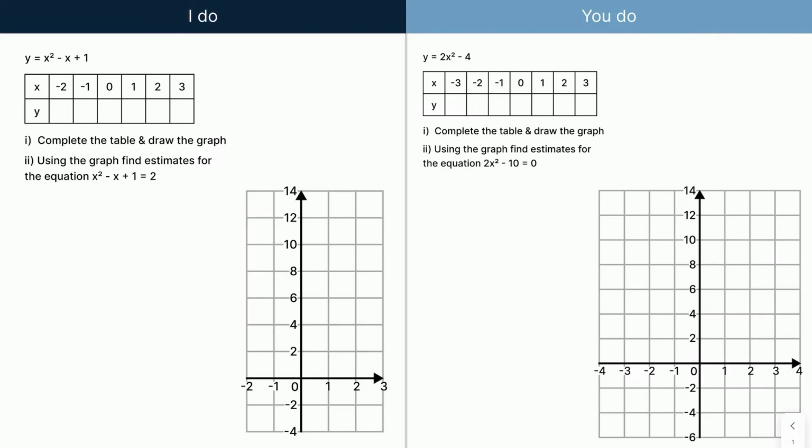So here we've been asked to complete the table and draw the graph for the equation y is equal to x squared minus x plus 1. The way we do this is we're going to substitute each value of x into there. We're going to substitute that in there first. So I'll do the first one.